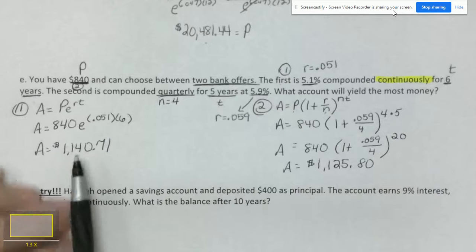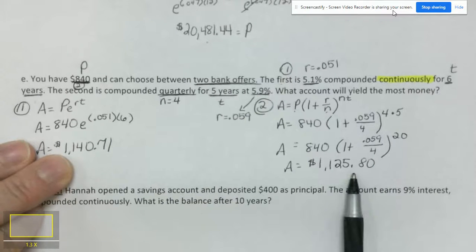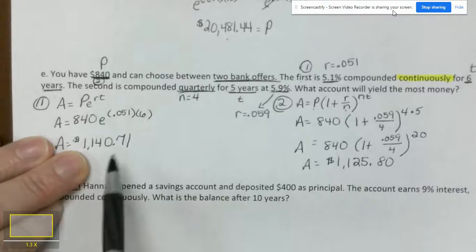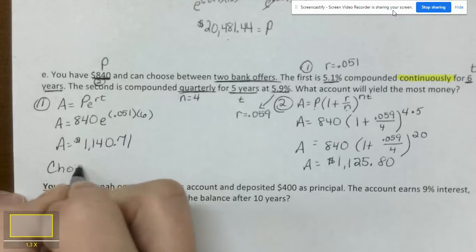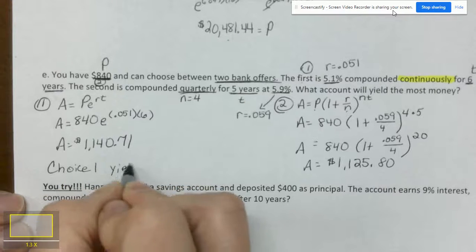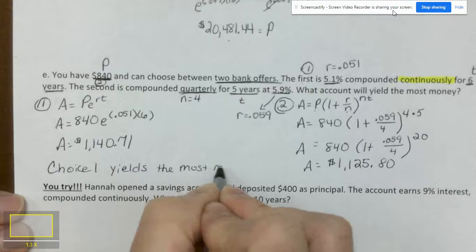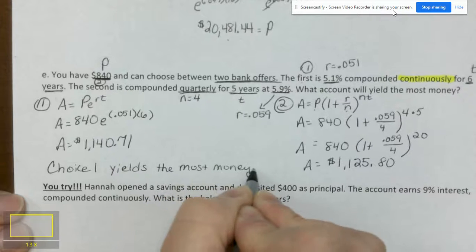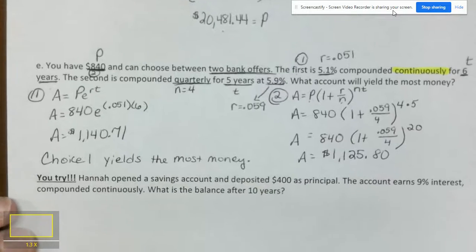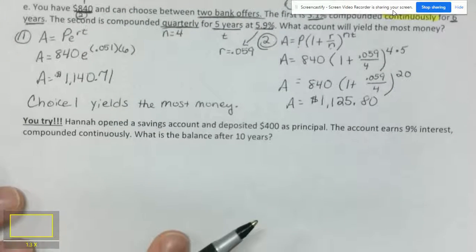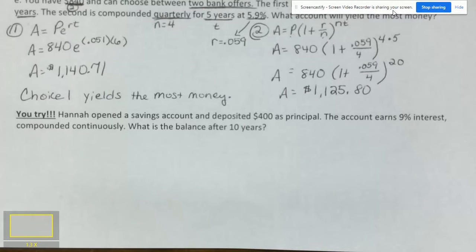All right, the question is, what account will yield the most money? Well, you can look here and see this one is 1,140. This one's 1,125. So this choice 1 yields the most money. Not by much, but it does yield the most money. So we would want to go with choice 1. All right, I want you to pause the video and try to do this one down here, and then come back and I will have worked it.